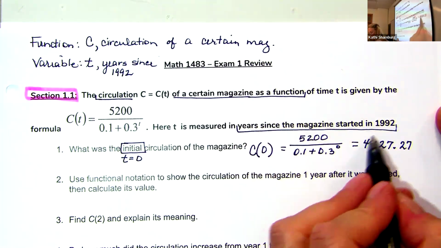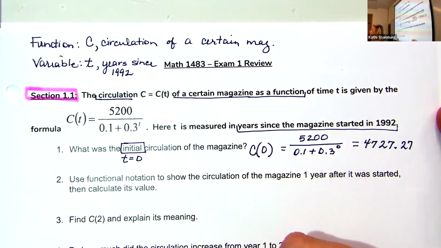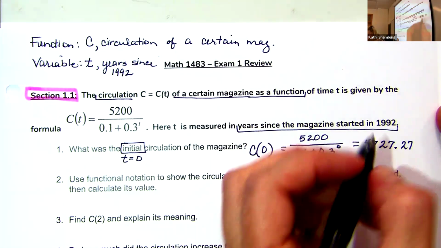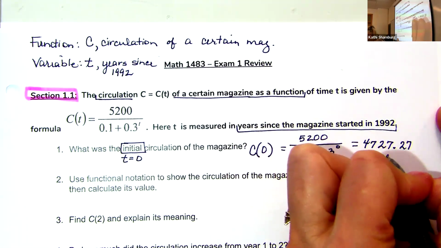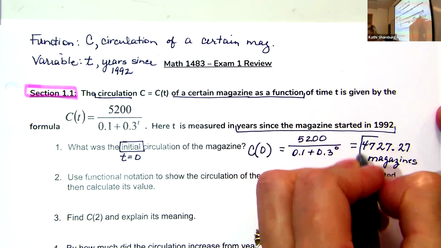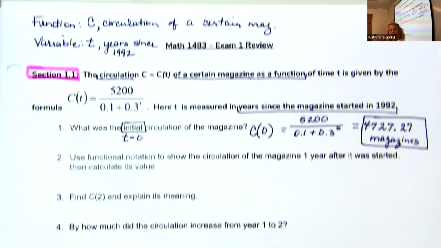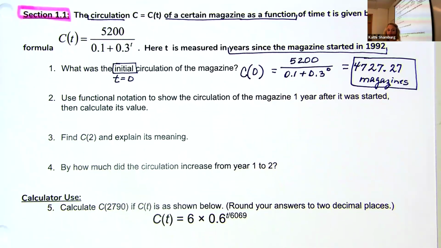And what does this represent? Pounds, grams, magazines. This is how many magazines were in circulation in 1992. So be sure that you label that, because you didn't have to get in that habit in WebAssign.